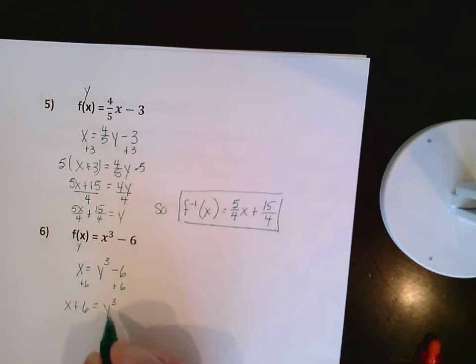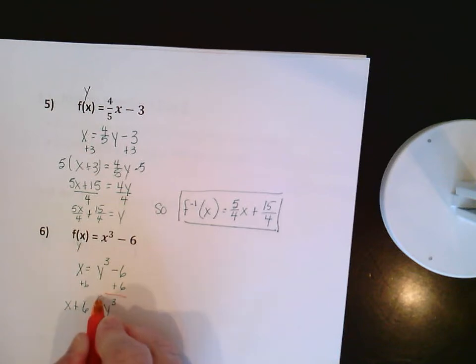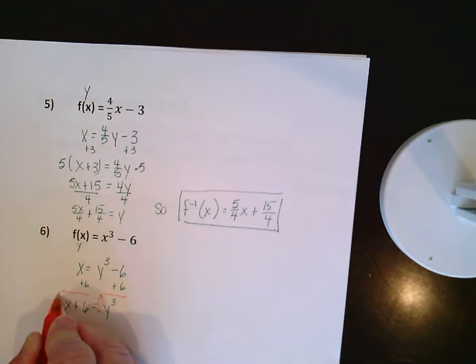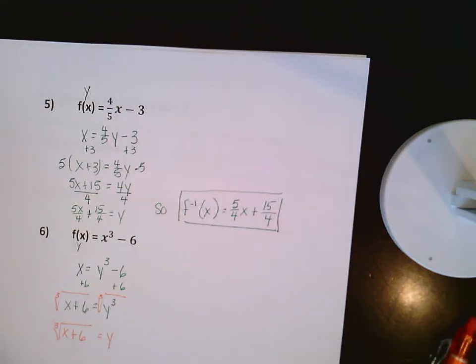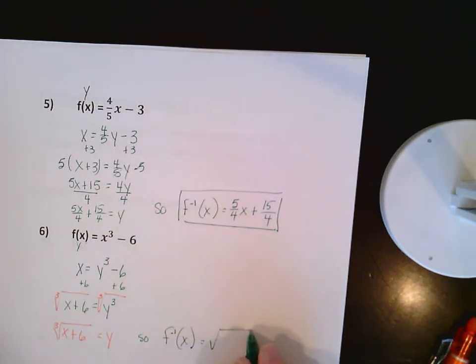And the way we undo a cube is we take the cube root of both sides. So I have the cube root of x plus 6 equals y. So the inverse function of the given function is the cube root of x plus 6.